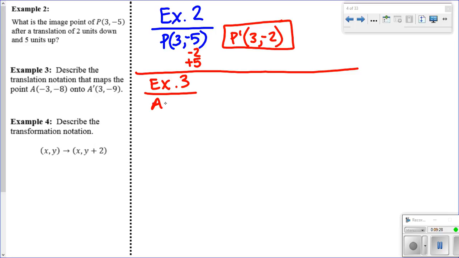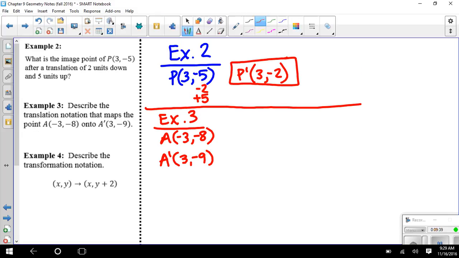Okay, so typically what I'll do is I'll put these on top of each other. So I'll put like this, and then I'll leave a space and put A prime, which is 3, negative 9. Then we ask ourselves, okay, so what happened? What did I do here? Because you know you have to add or subtract a number because they said it's a translation. So negative 3 plus something gives me 3, so that'd be plus 6. And negative 8 plus something would give me negative 9, which would be negative 1. So negative 8 plus negative 1 is negative 9. So then your notation would look like this.